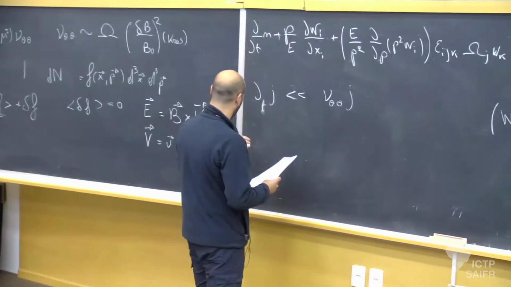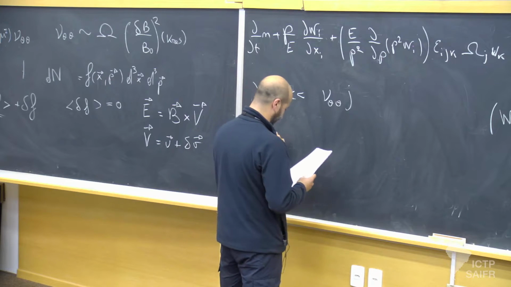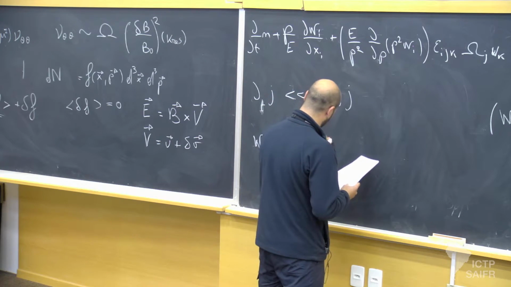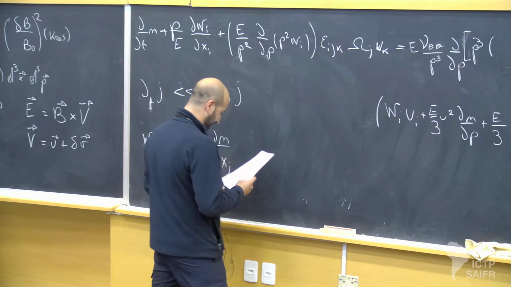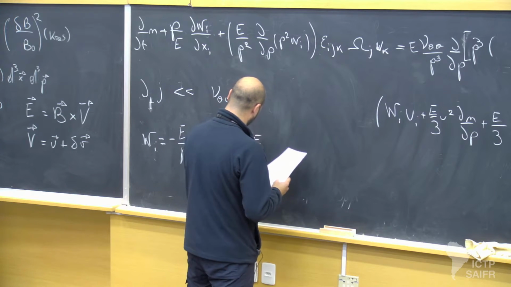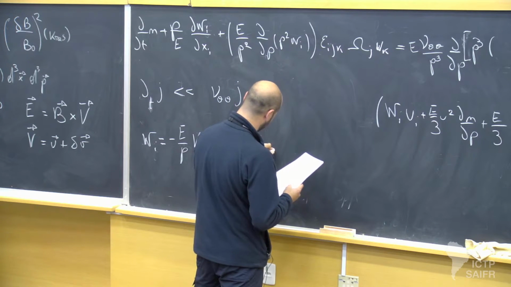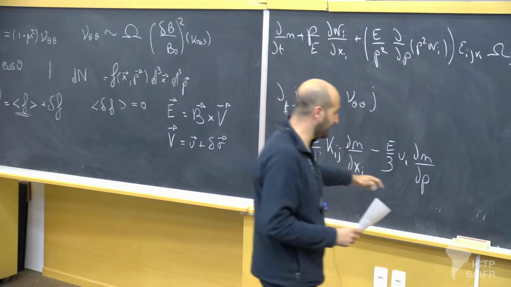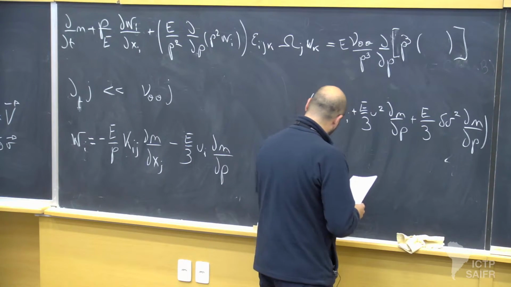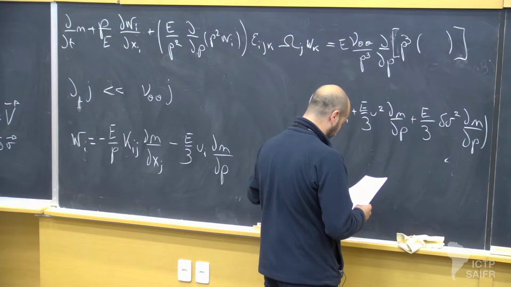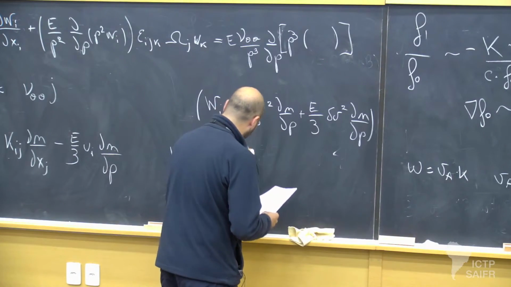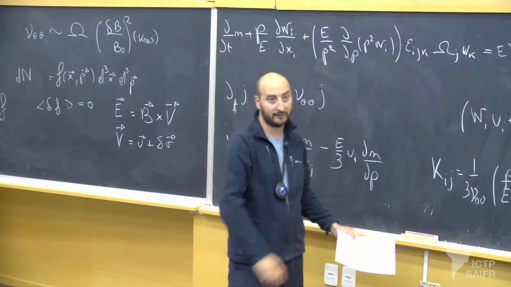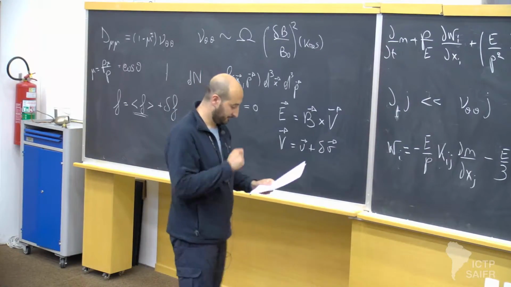If you do that approximation, what you find is that Wi will be equal to minus E over P Kej dn over dxj minus E third Ui dn over dp. And this Kj now, Ij, is 1 over 3 nu theta theta, the stuff that we wrote before, times a factor p over e square times the same ratio that we wrote before. So it has acquired a factor p over e square because I didn't neglect the fact that v is different from 1, from c.